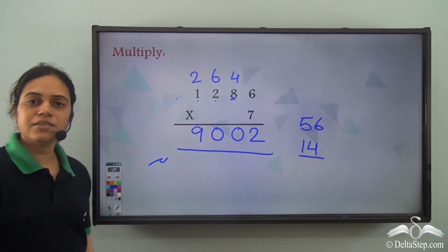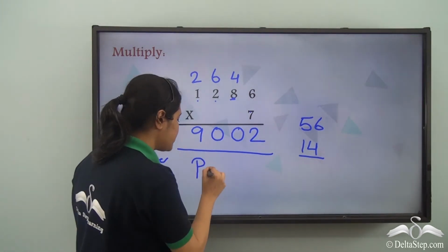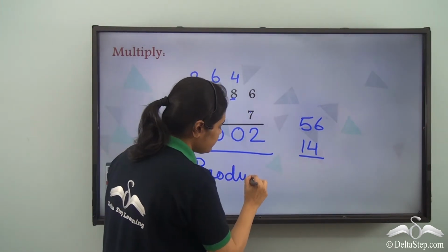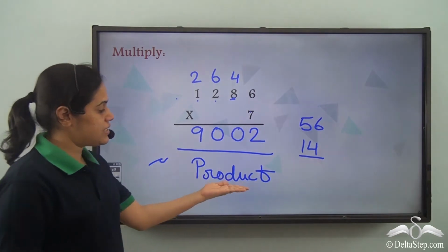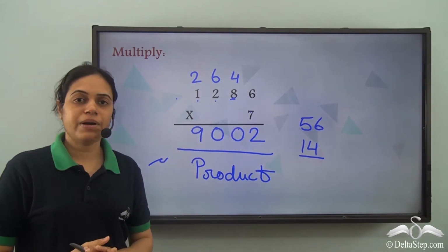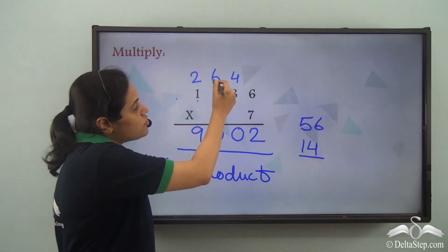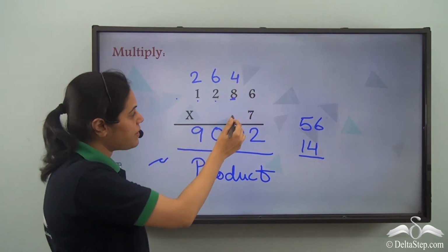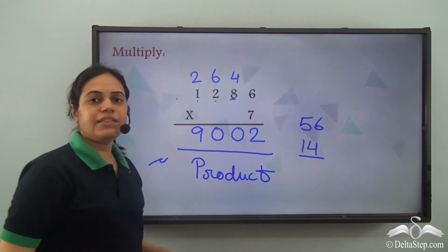So this is the answer or the product. This is the product of this multiplication. So 1286 multiplied by 7 gives me 9002.